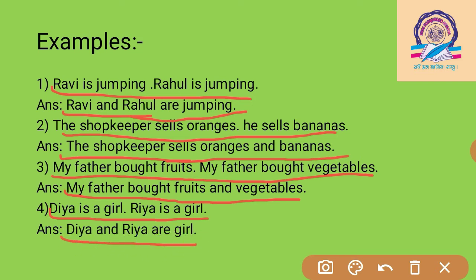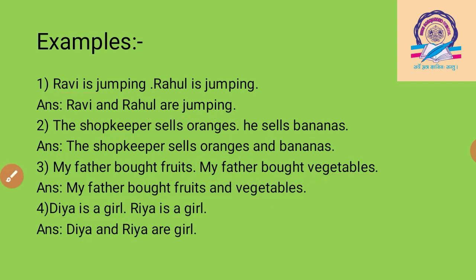It means both girls are here, so we have to use are instead of is. If only one girl is there, we can use is. But we have joined Dia and Ria, both names, so we have to use are here.